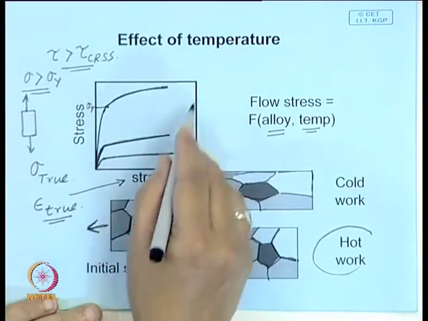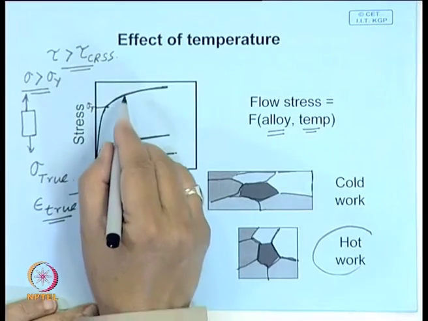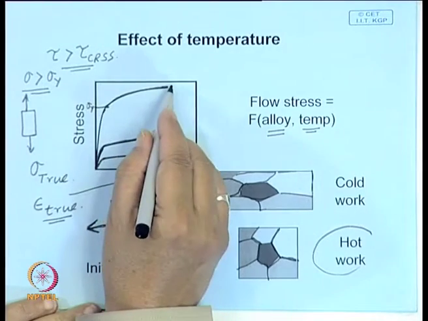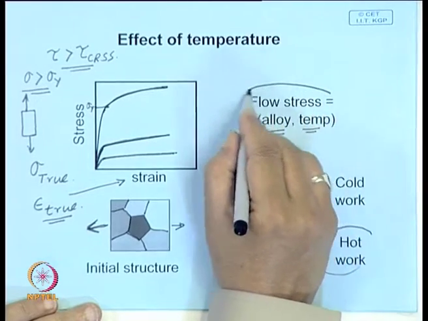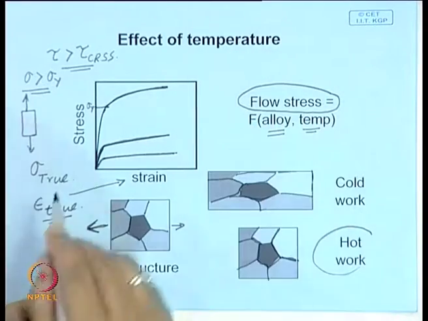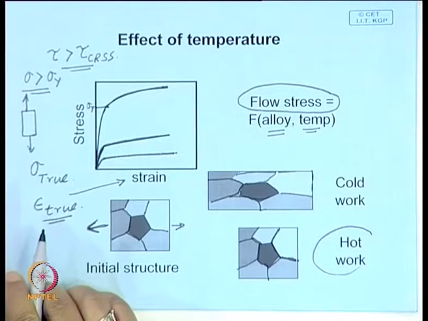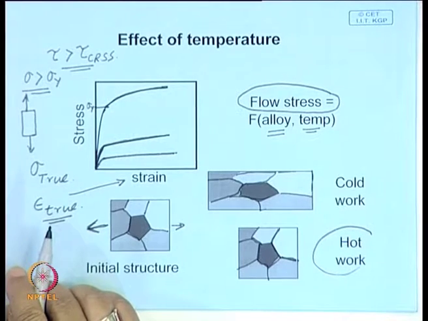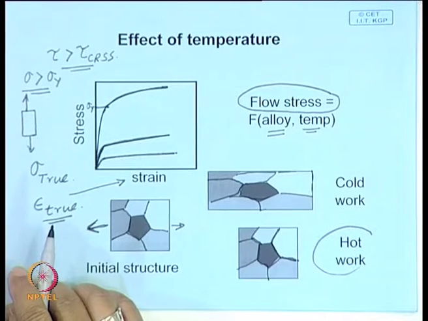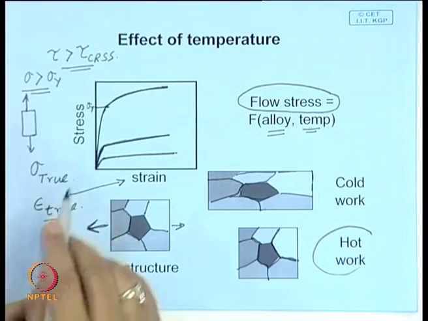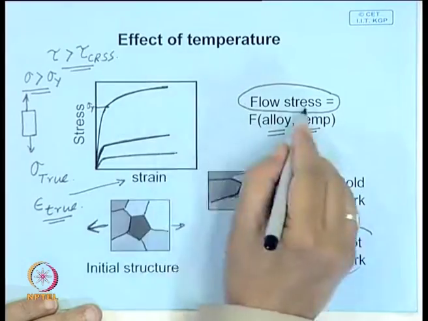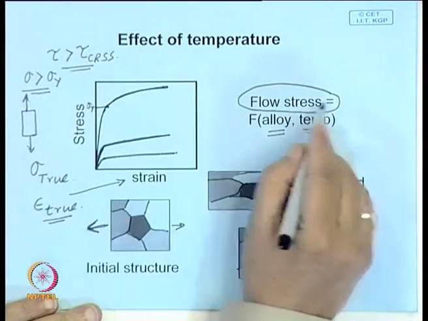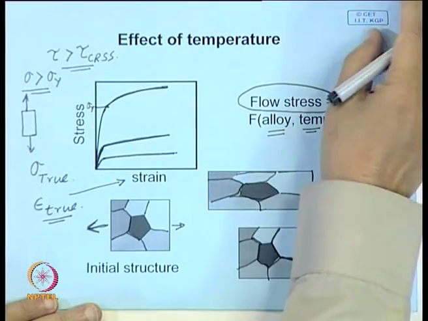And in the case of metal working, we do not talk about yield strength or UTS, we talk about a stress called flow stress. This is the stress at which the material flows easily, and the lower the flow stress, the better is its workability or formability, and we will see how to find out flow stress later.